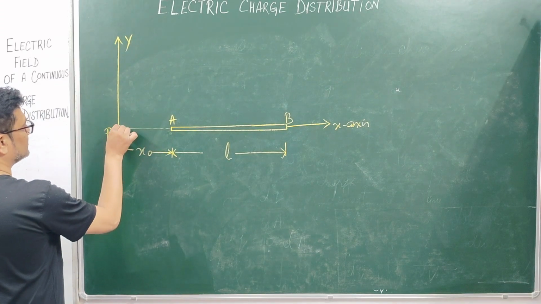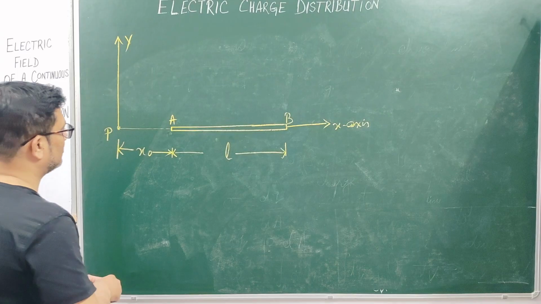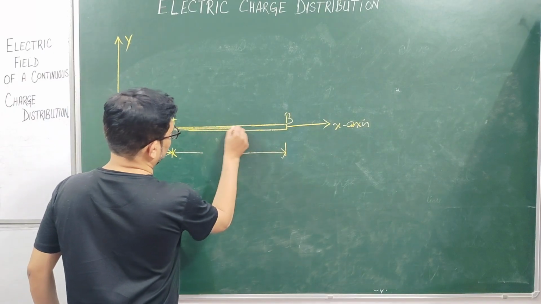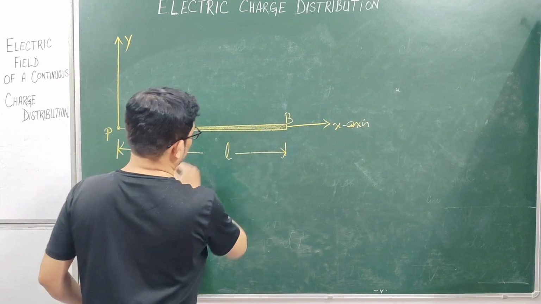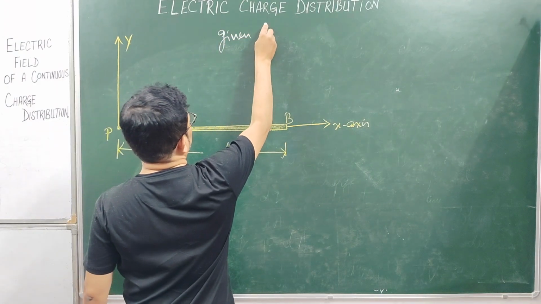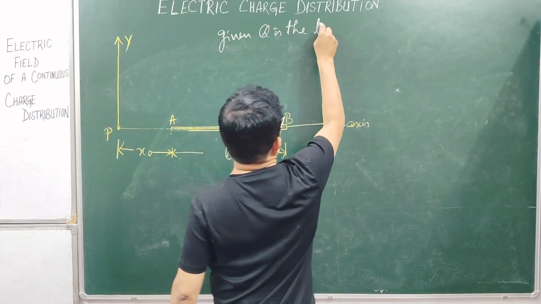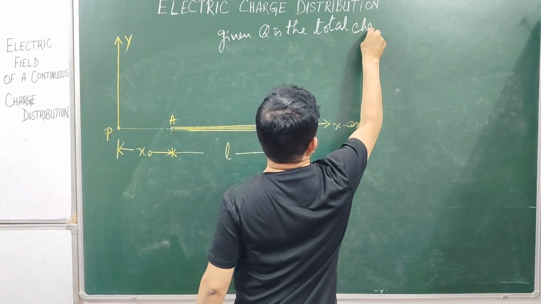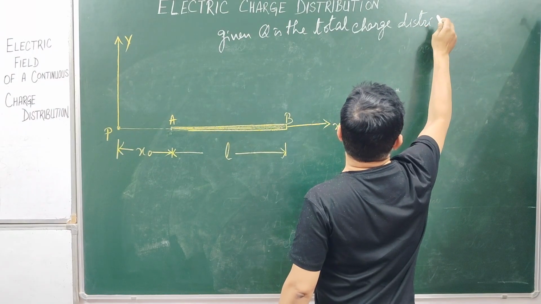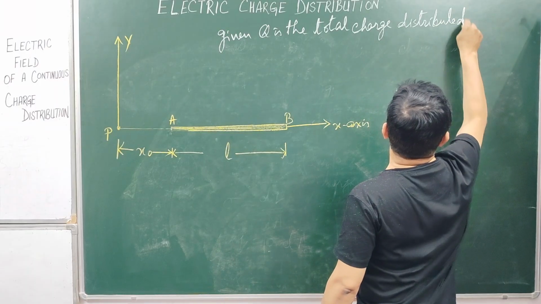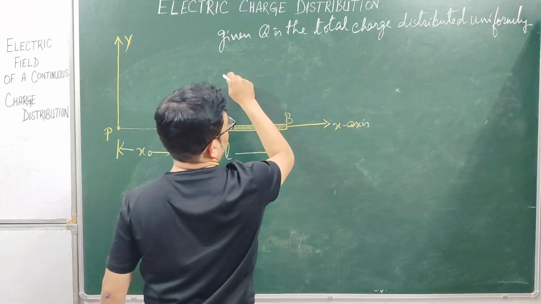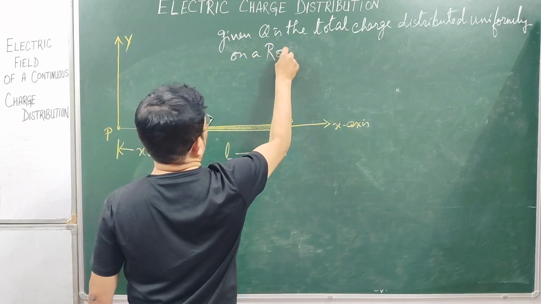We are interested to find the net electric field at this point P because of a continuous charge distributed linearly over this non-conducting rod of length L, and the given quantity is Q, the total charge, distributed uniformly on a rod of length L.